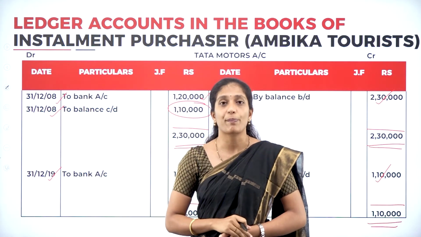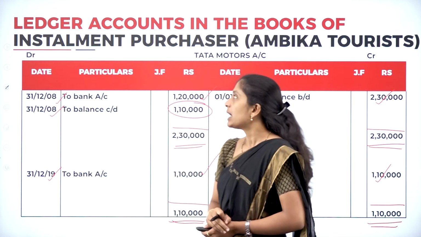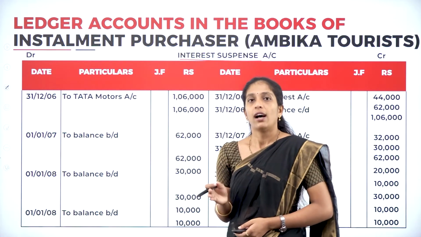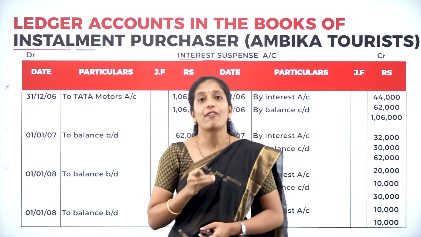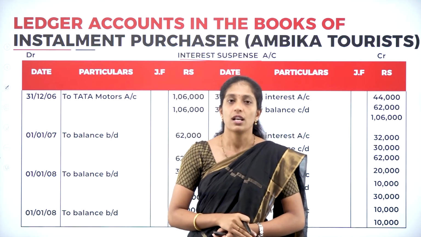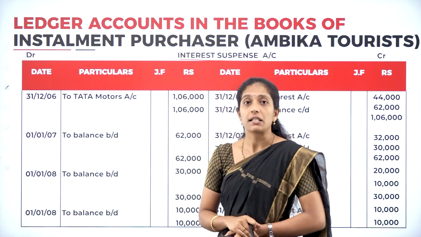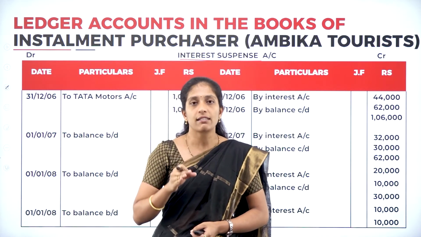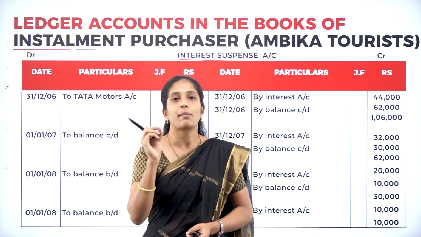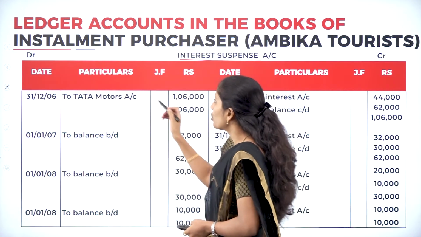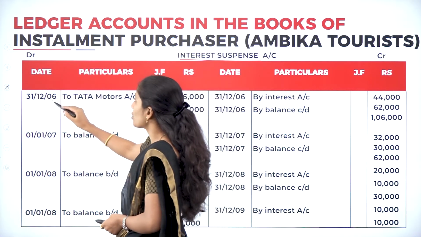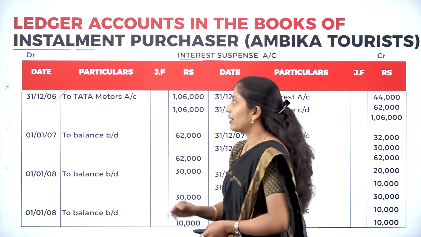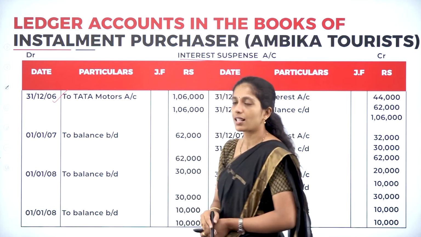So the first account prepared is installment seller's account. Now come to the next account, that is interest suspense account. Of course, I have told you, unlike the hire purchase system, here we have to prepare interest suspense account. So what are the entries that come under interest suspense account? Your first entry is asset account debit, interest suspense account debit, to installment seller account. So how do you record? To installment seller, 31st 12/06, that is interest suspense account debit to installment seller account. Here the installment seller is Tata Motors account.